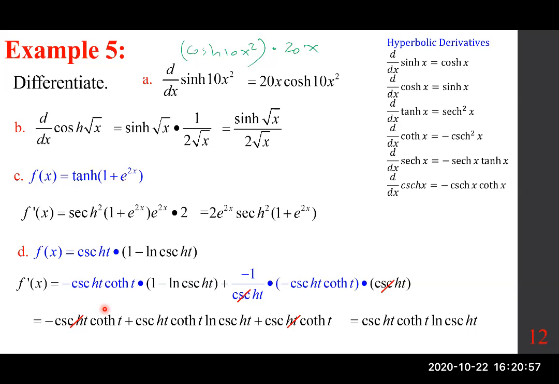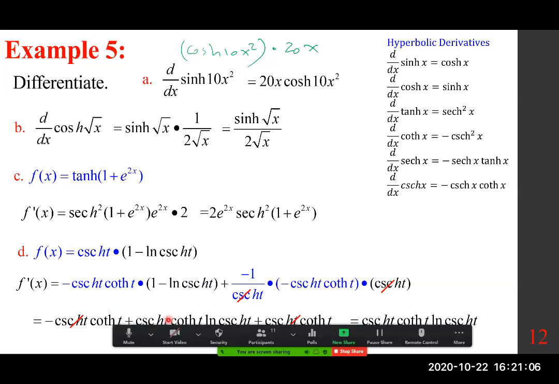So we are done with hyperbolic functions and their derivatives. We look at inverse hyperbolic functions next.